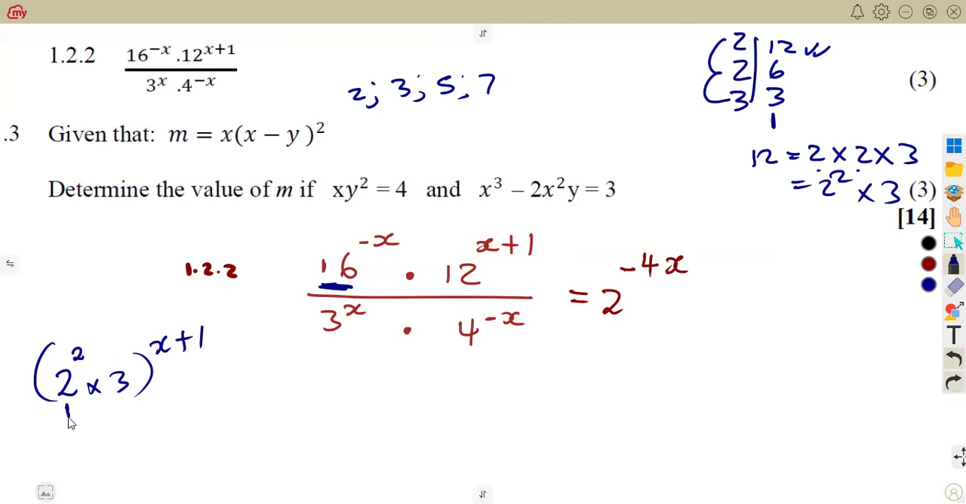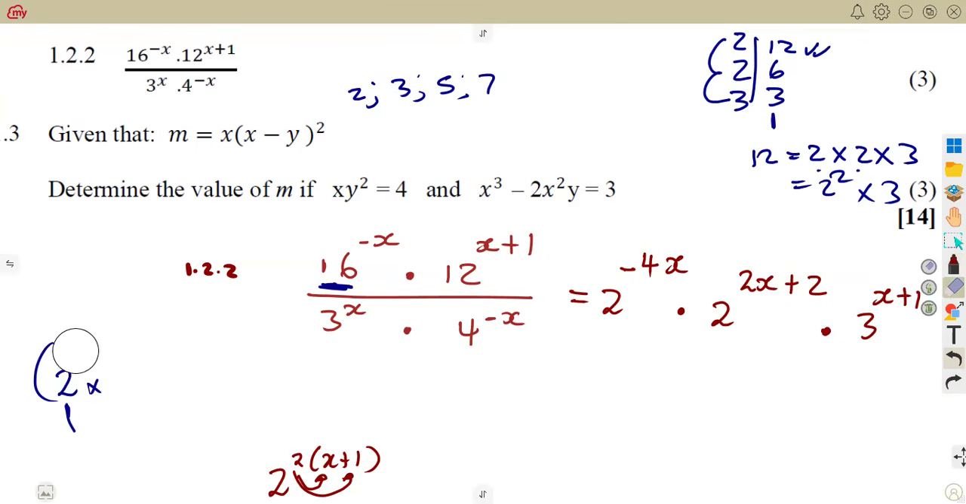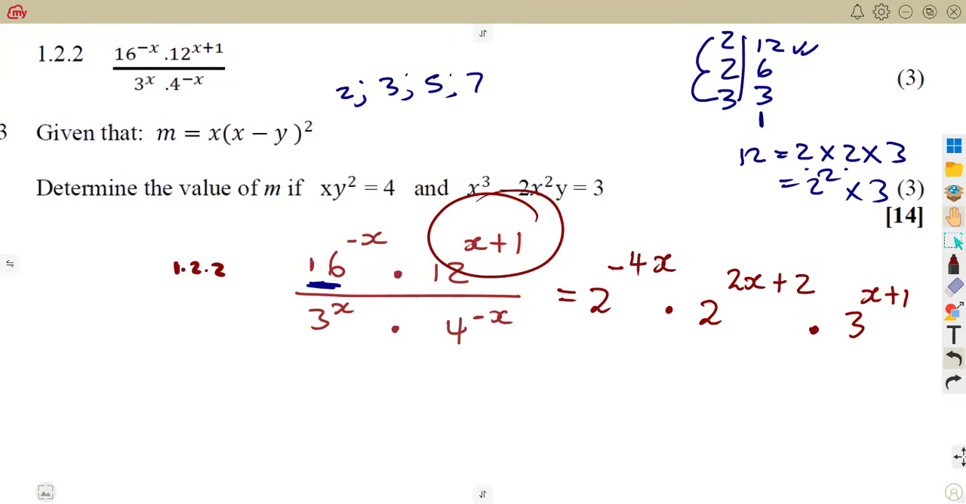So let's raise, guys, 2 to the exponent of 2, all to the exponent of x plus 1. It is going to be written as 2 to the exponent of 2 into x plus 1. So we multiply 2 times x, which is 2x, exponent of 2x plus 2, times you do the same thing on the 3. You raise it to the exponent of x plus 1. So that's 3 to the exponent of x plus 1. You have raised everything to the outer exponent, which is x plus 1.